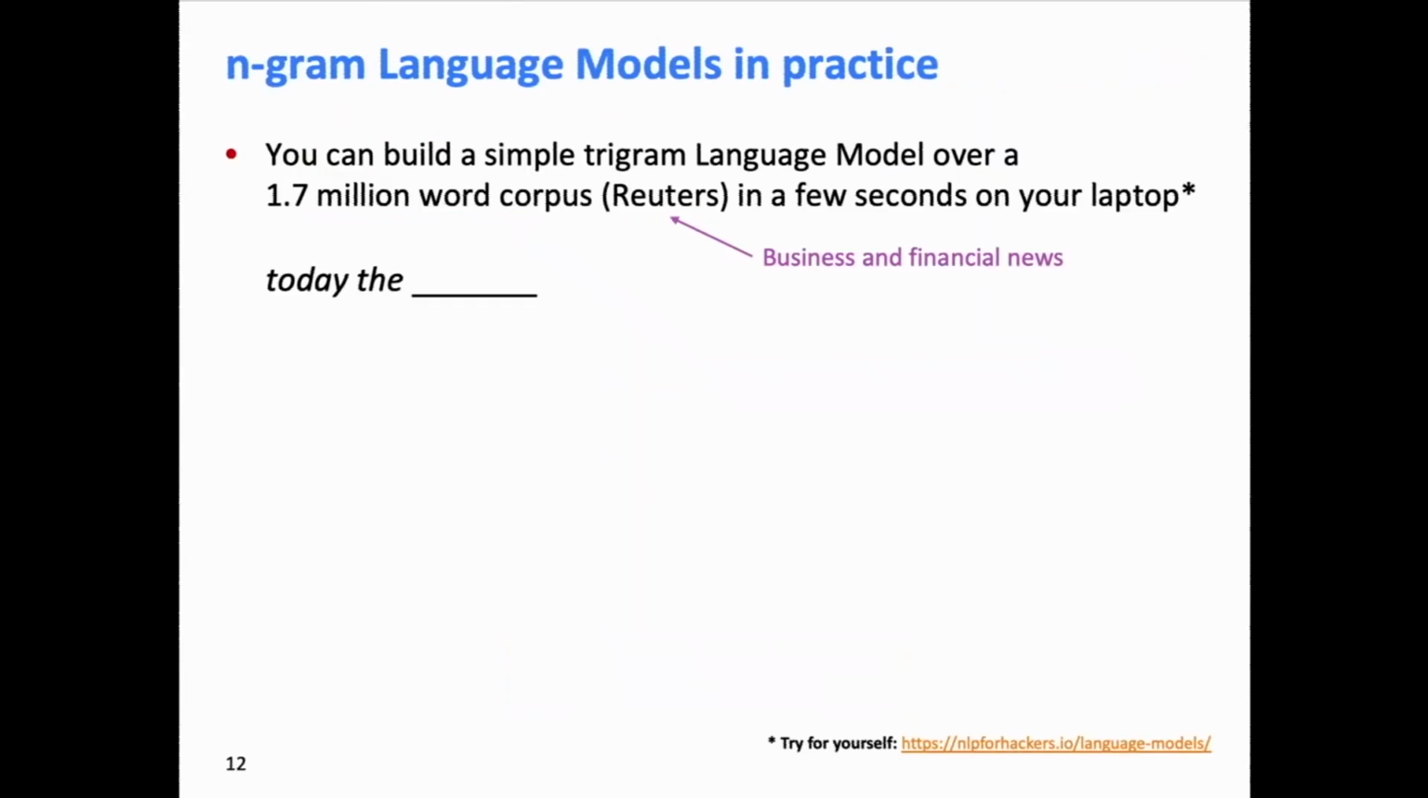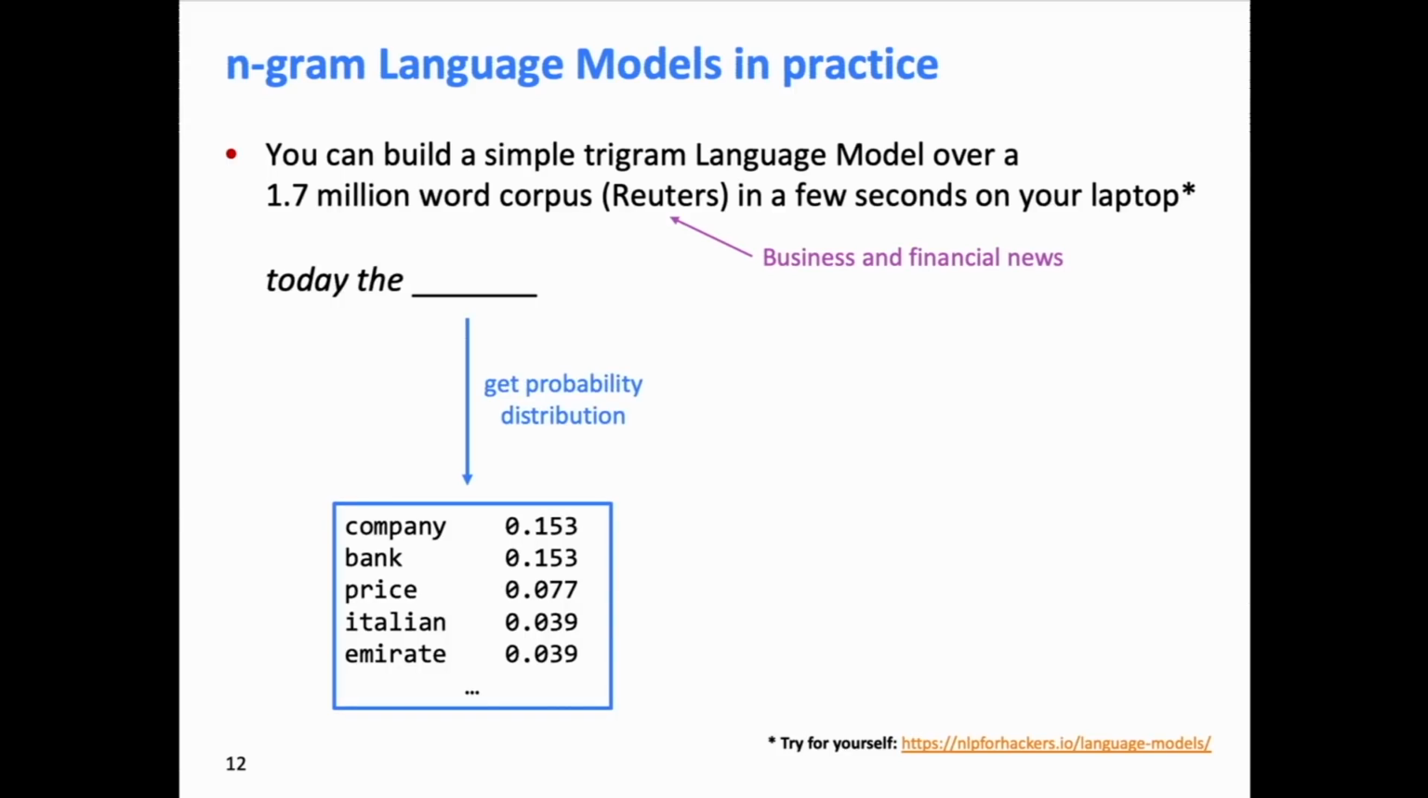OK. So n-gram language models in practice, let's look at an example. You can actually build a simple trigram language model over a 1.7 million word corpus in a few seconds on your laptop. In fact, the corpus that I used to do this was the same one that you met in assignment 1. It's the Reuters corpus, which is business and financial news. If you want to do this for yourself, you can follow the link at the bottom of the slide later. This is something which I ran on my laptop in a few seconds.